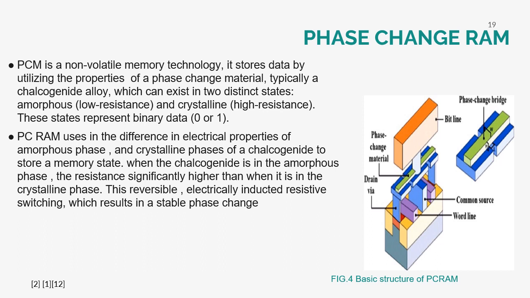As you all know about PCRAM, it uses the differences in electrical properties of the amorphous and crystalline phases of chalcogenide to store a memory state. When the chalcogenide is in the amorphous phase, the resistance is significantly higher than when it is in the crystalline phase. This reversible, electrically induced resistance switching results in a stable phase change.